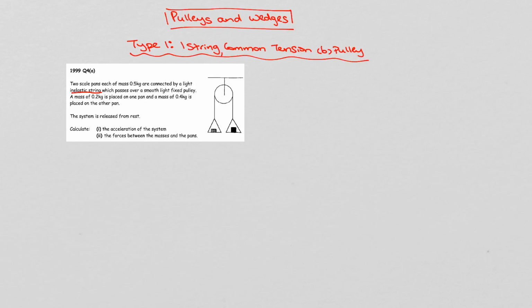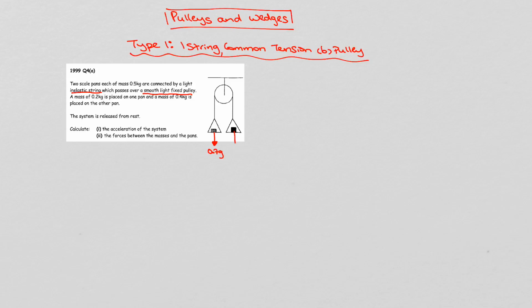Now we're told it passes over a smooth, light fixed pulley. So again, this means that there's no friction between the string and the pulley. We then have a mass of 0.2 kilograms placed on one pan and a mass of 0.4 kilograms placed on the other. So that means that the total mass of the pan on the left is going to be 0.7 kilograms. So therefore the weight acting down is going to be mass times gravity, so 0.7 g.